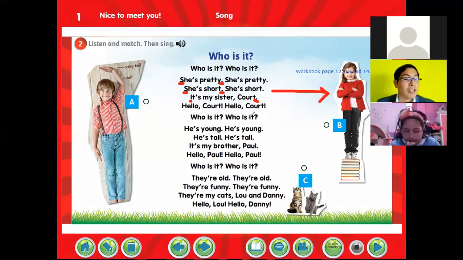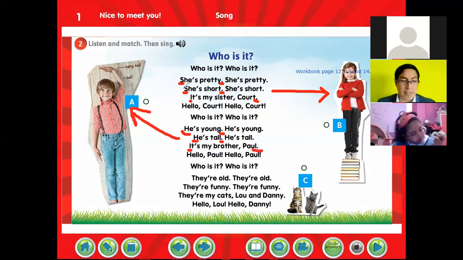In your evaluation, the same. If you are going to describe, capital letter. He is young, period. He is tall, period. It's my brother Paul, period.